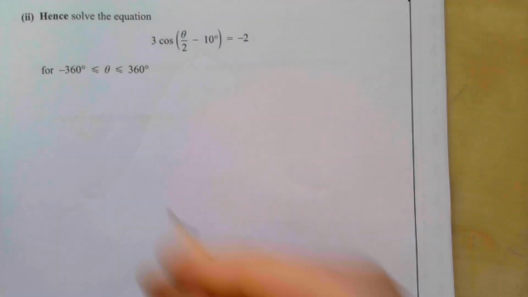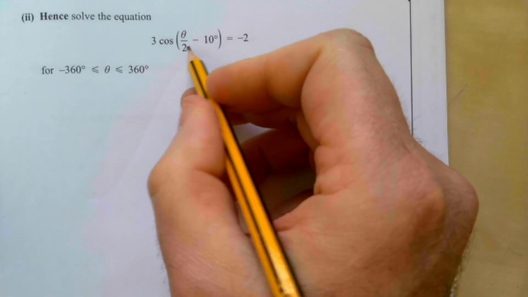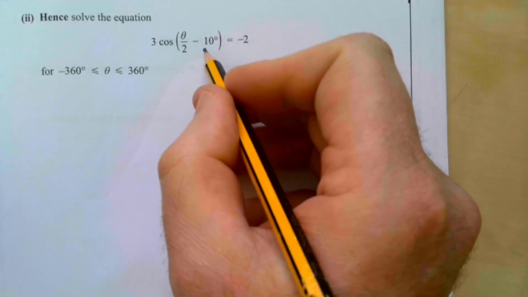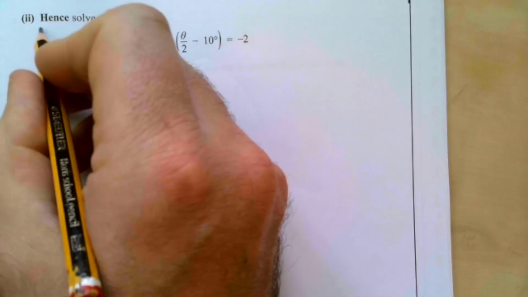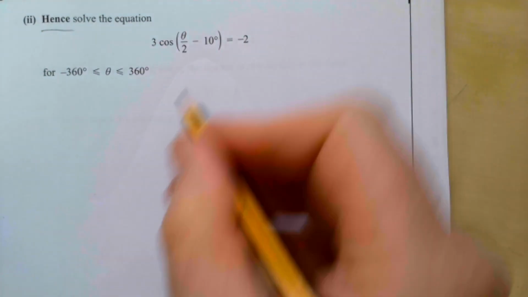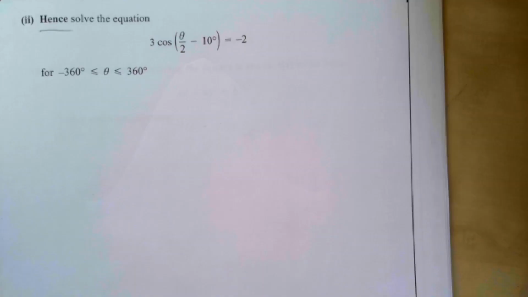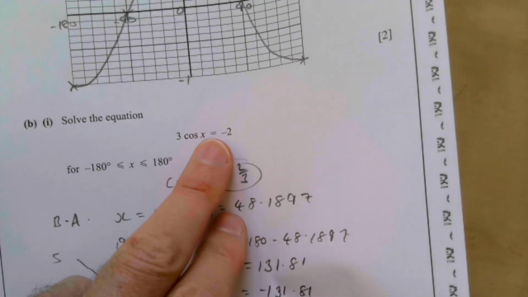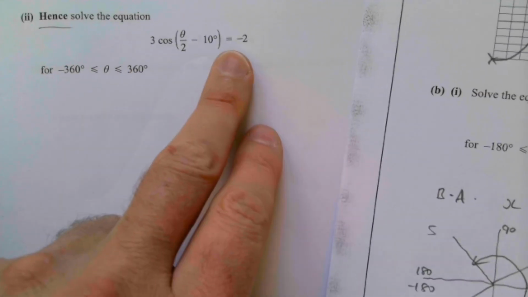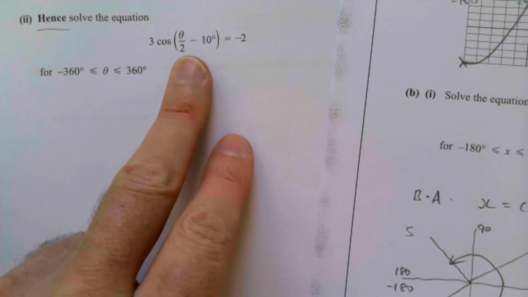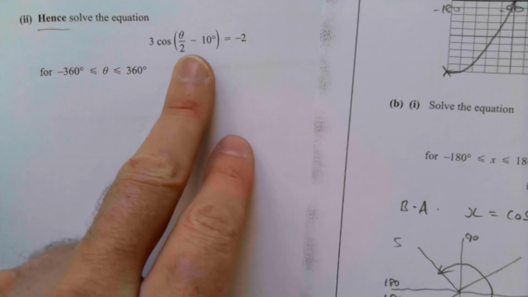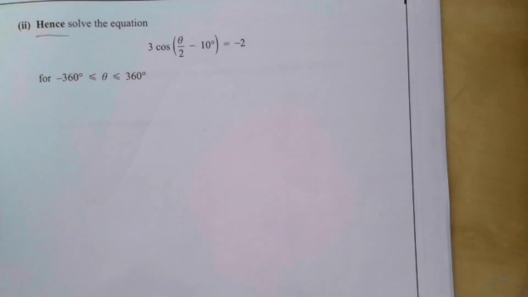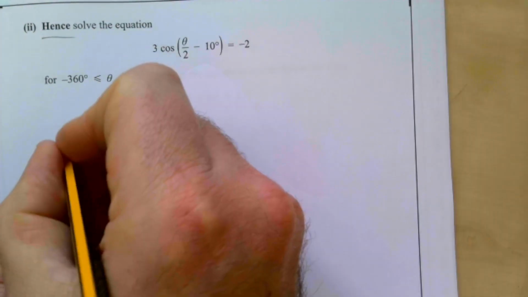Hence, solve the equation 3 cos (theta over 2 minus 10) equals -2 for -360 to 360. I keep telling my classes here that this doesn't involve any trigonometry. The hence means working out what you've used before, and when this here was our x in the question before, it's just the same question. Hope you can see that. 3 cos x equals -2, 3 cos this equals -2. So I'm going to let my 131.81, which you remember from the first one, equal this, and my minus 131.81, and just work out my value for theta.